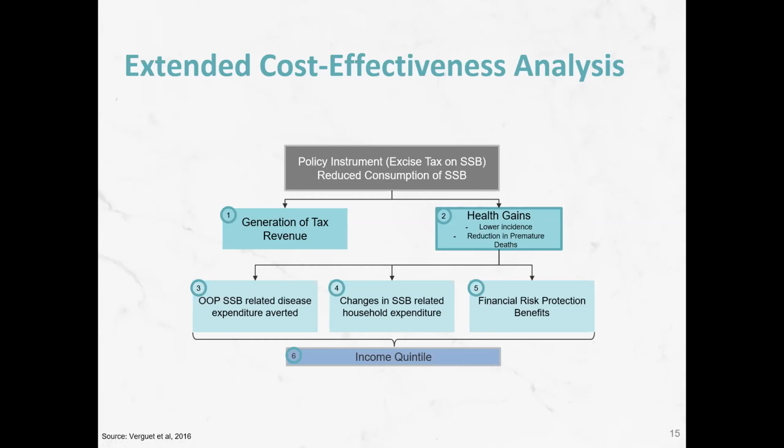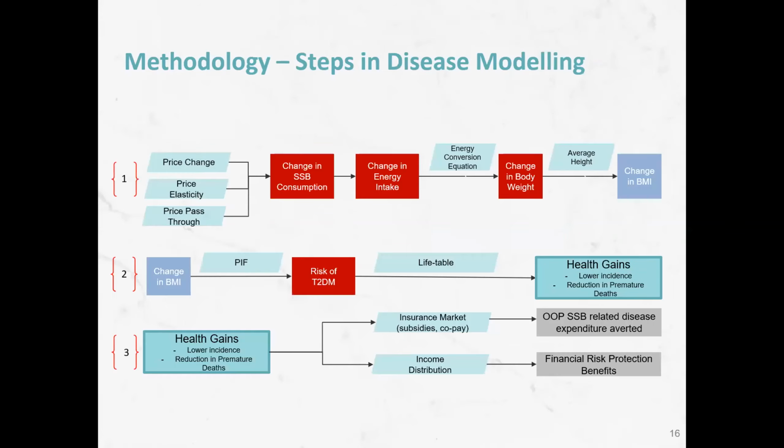What we do with the extended analysis is we segment this entire analysis by income quintiles to show how the tax is impacting both the disease incidence and the financial parameters for each of the different quintiles. So with this, let's dive into the methodology. Now this next slide is much more detailed. Let me walk through it. So we did three parts to the analysis. In the first part up here, there was a price change due to the tax.